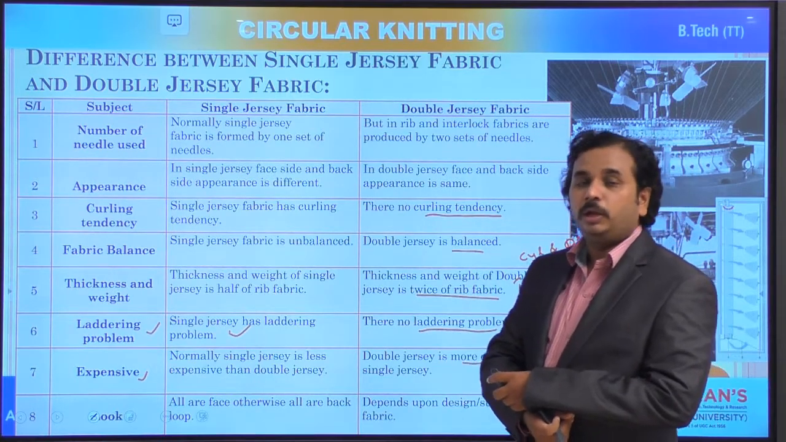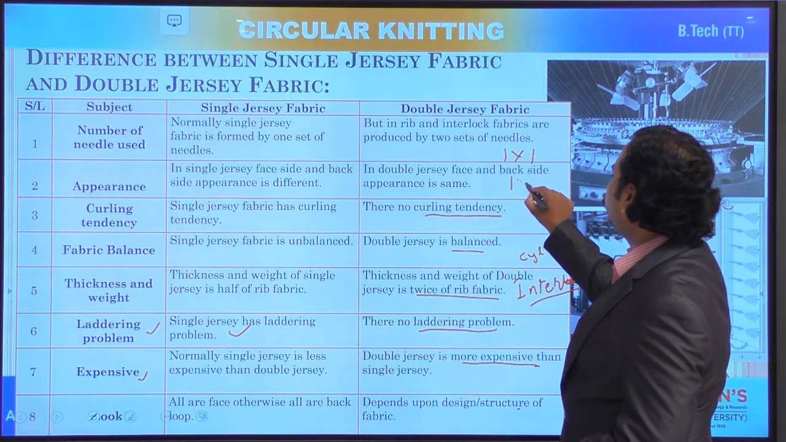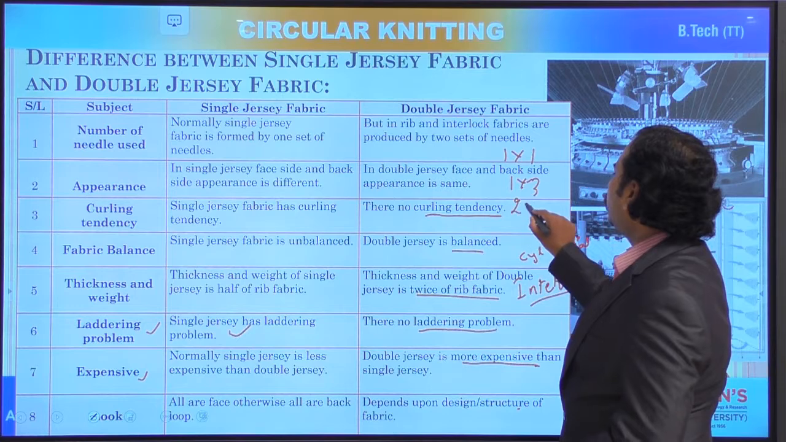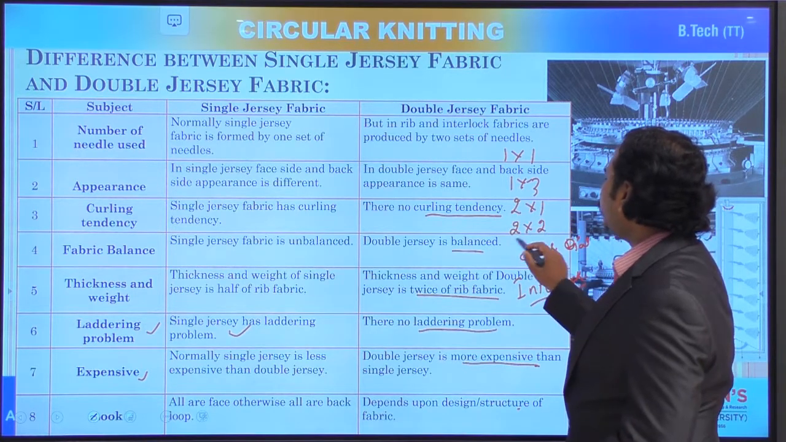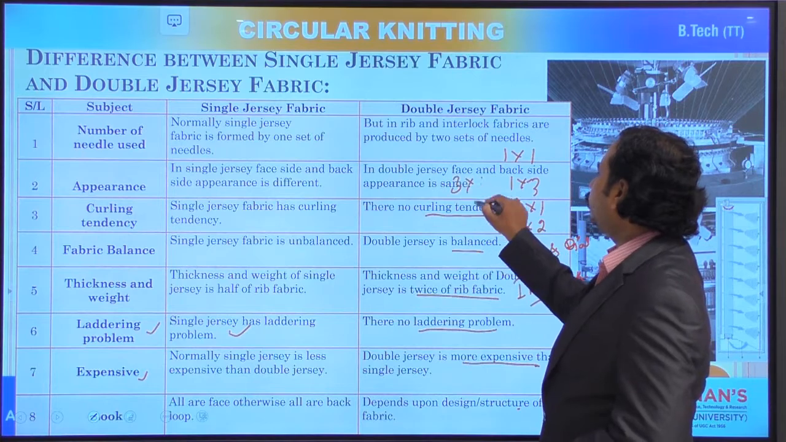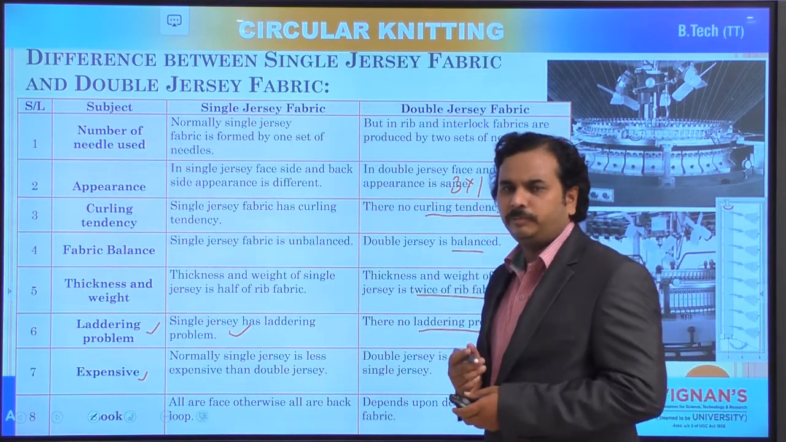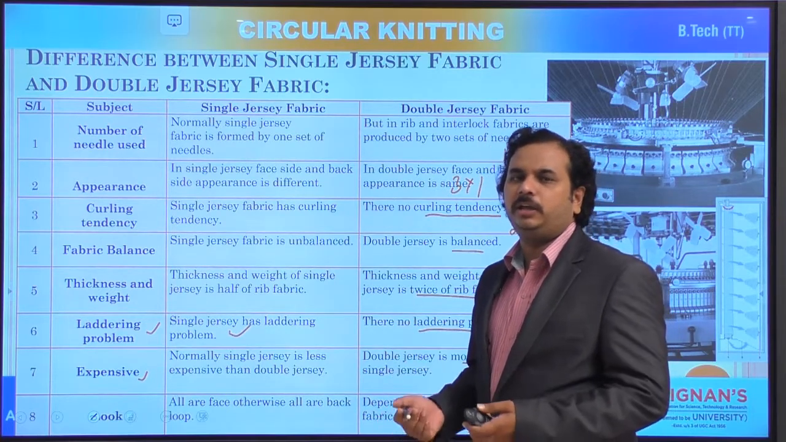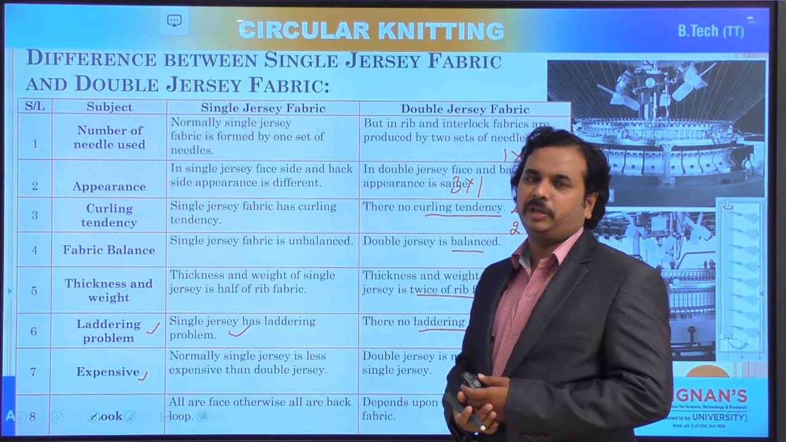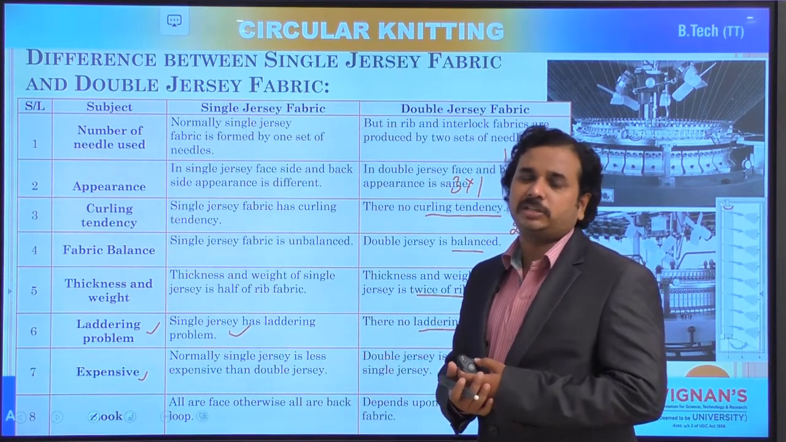For example, as I told, 1x1 rib, 1x2 rib, 2x1 rib, 2x2 rib, and 3x1 rib. So there are so many derivatives of rib, so it is going to appear differently even if the structure of the fabric is the same, and as well, we have different fabric structures also.